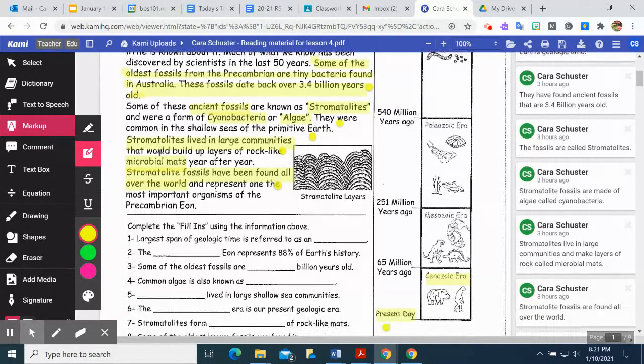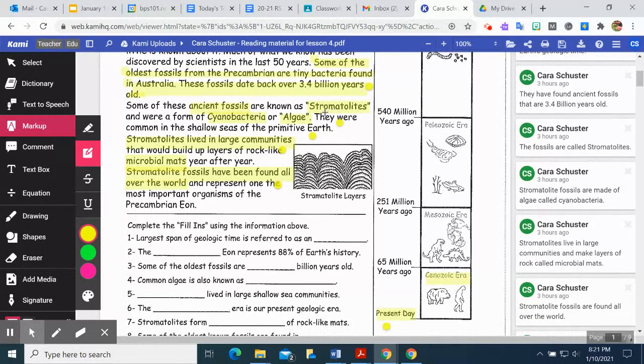So some of these ancient fossils are known as stromatolites. And they were a form of cyanobacteria. You probably know this word, bacteria. Okay, so it's just a very small organism that is growing, bacteria.